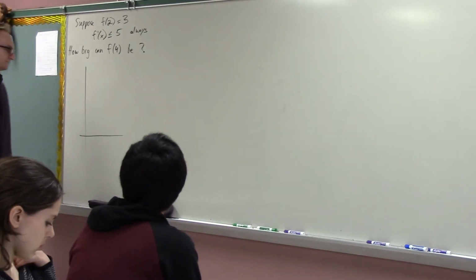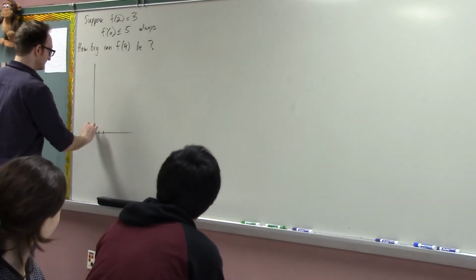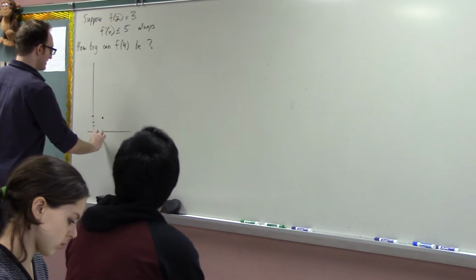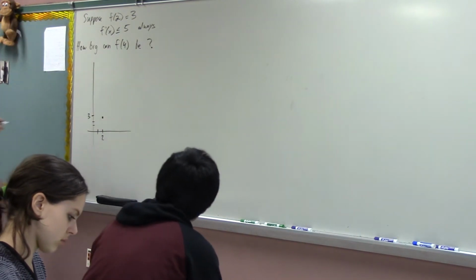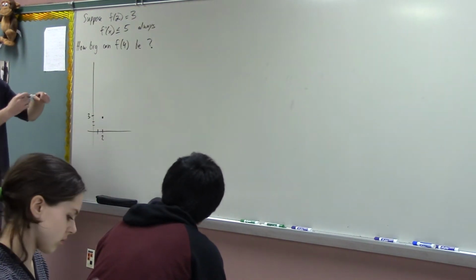Alright, Candia, what do you got? 13. Yeah, 13. Candia, explain. Because the most the slope can be is 5. So then just draw a little point and then go up 5 and then out 5.